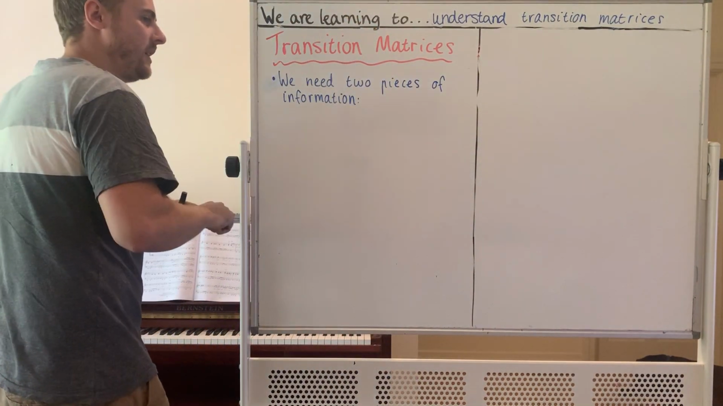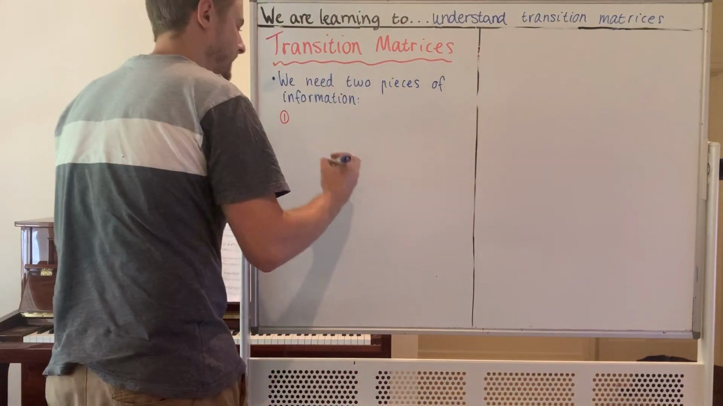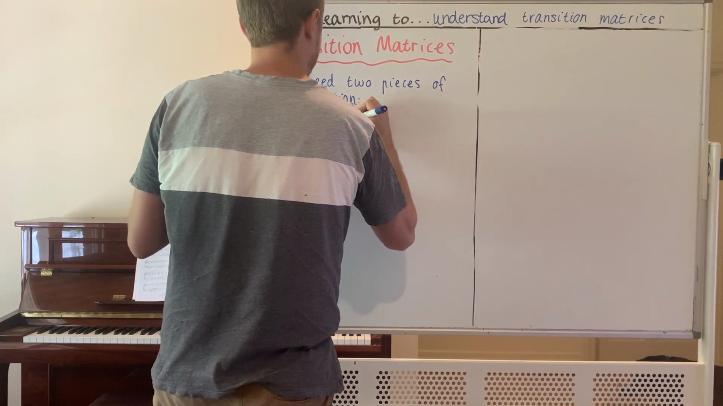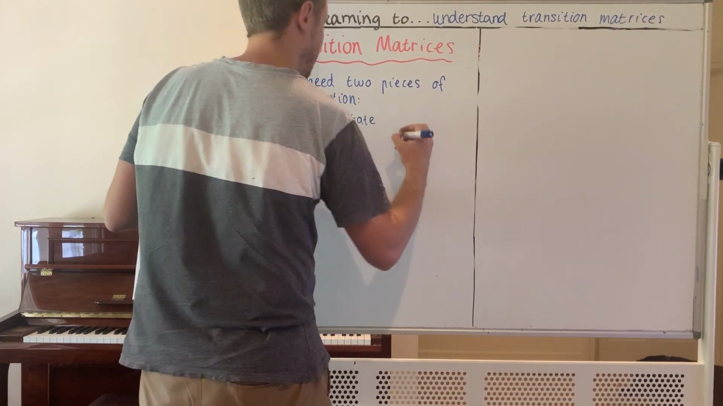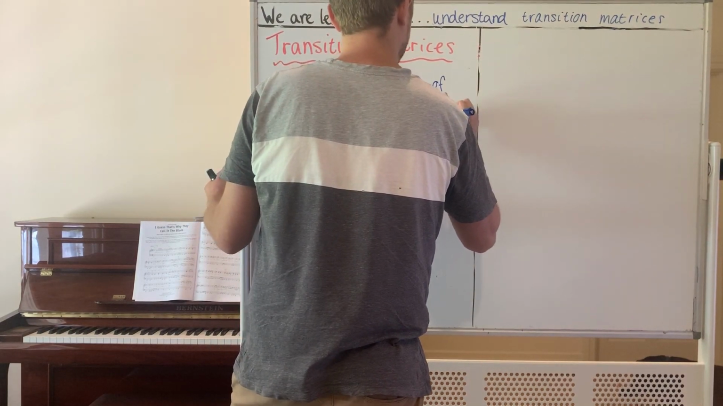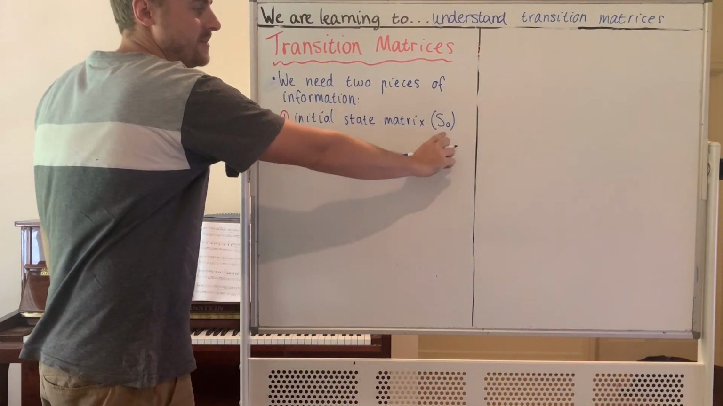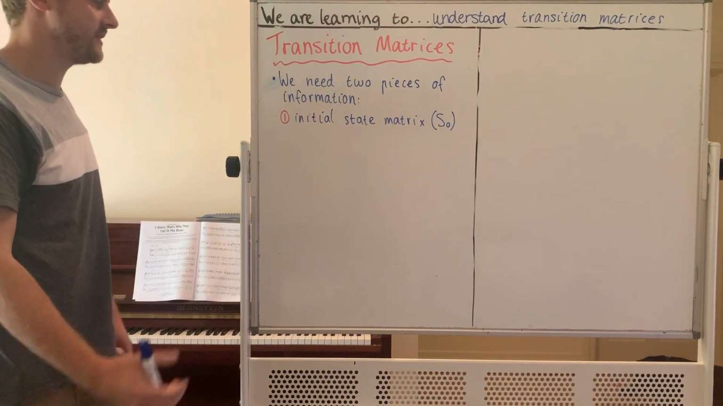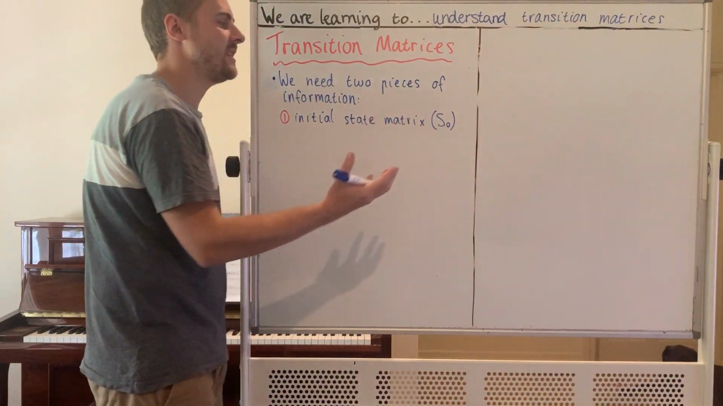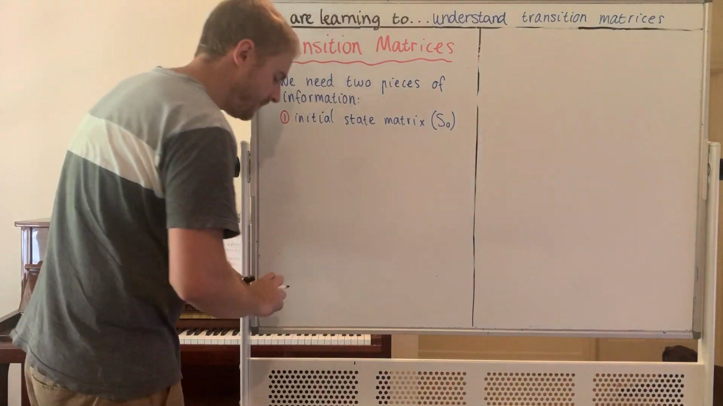Alright, so what we need is something called the initial state matrix. Now it's usually denoted by this symbol, S0, S being the state, 0 being the beginning, so it's where it initially starts. So that's the information that we usually start with.